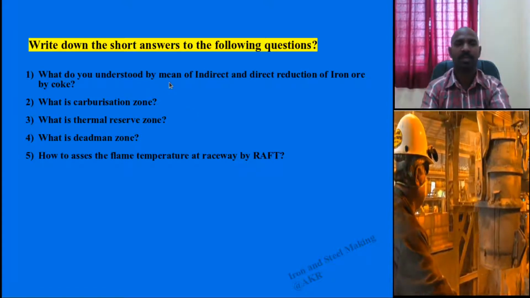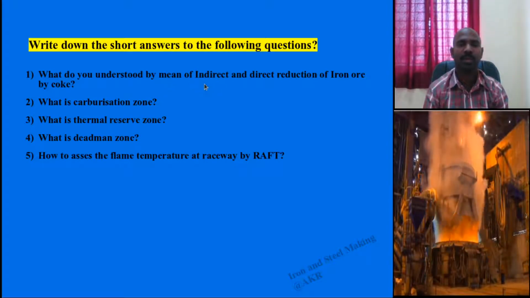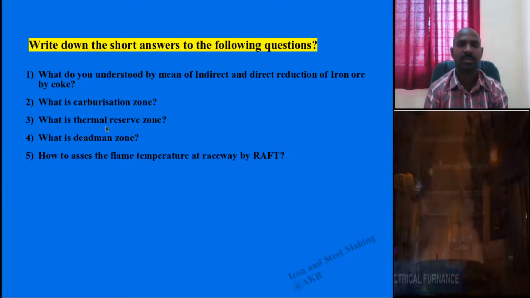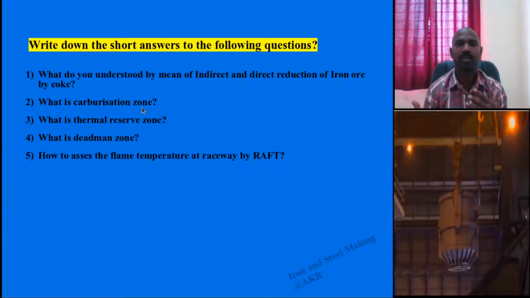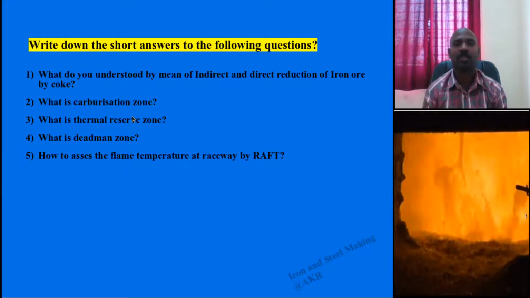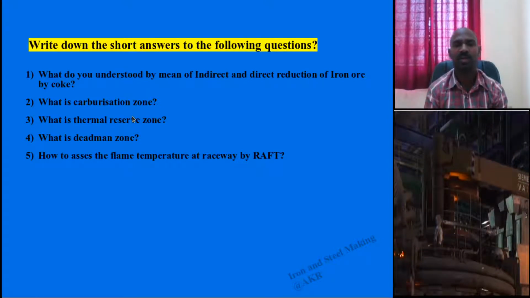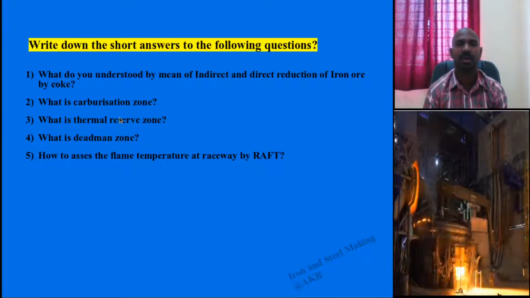And indirect reduction, what do you mean by indirect reduction? Is it the reaction with CO? Direct reduction, do you mean carbon is directly reacting with the FeO? And what is the dead man zone? It means some amount of unburnt carbon remaining at the center of the blast furnace near the Bosch zone, floating on the slag, which is called the dead man zone.